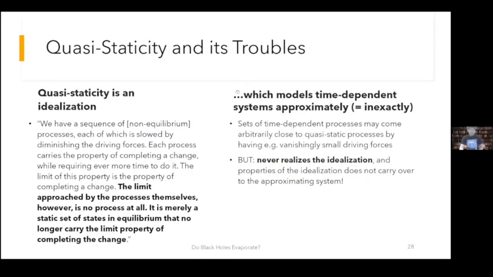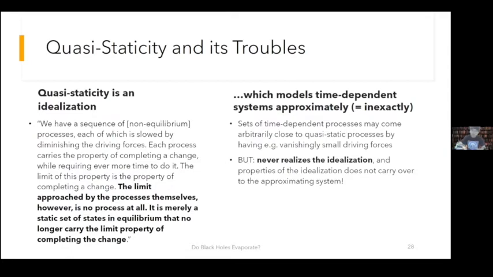So in the same vein, quasi-staticity is an idealization in that sense. As he puts it here, the limit approached by the processes themselves is not a process at all. It's a static set of states in equilibrium that does not complete the limit property of completing the change.